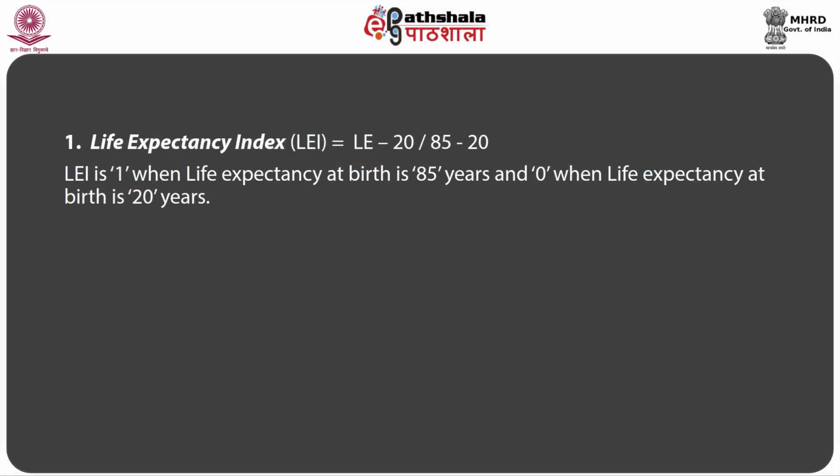The following three indices are used. 1. Life Expectancy Index, short form LEI, that is LE minus 20 divided by 85 minus 20. As an example, LEI is 1 when life expectancy at birth is 85 years and 0 when life expectancy at birth is 20 years.